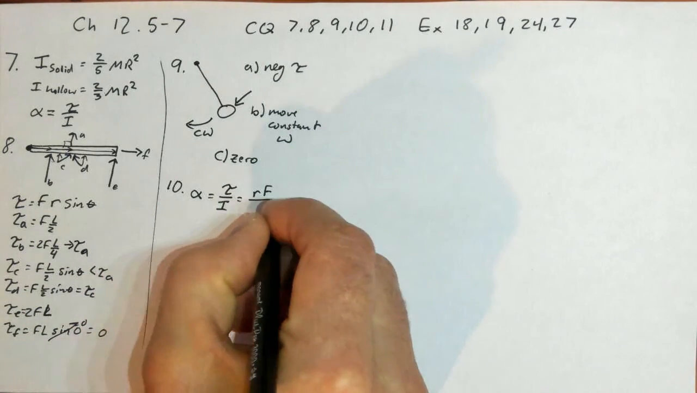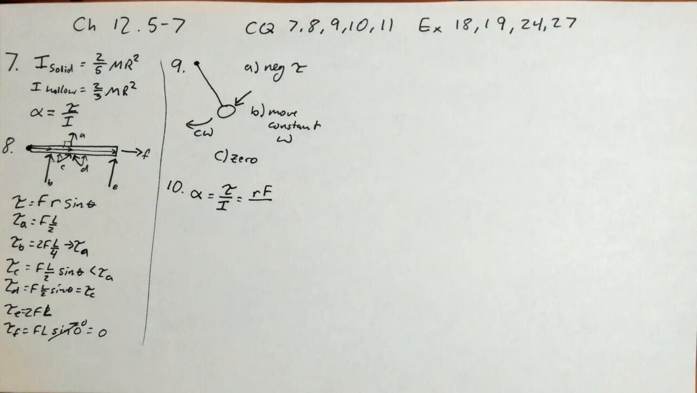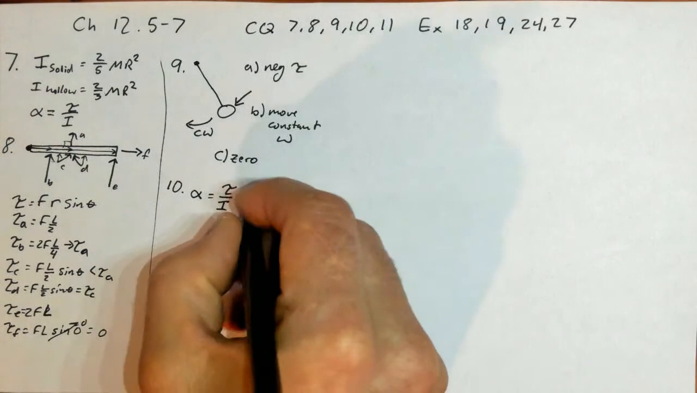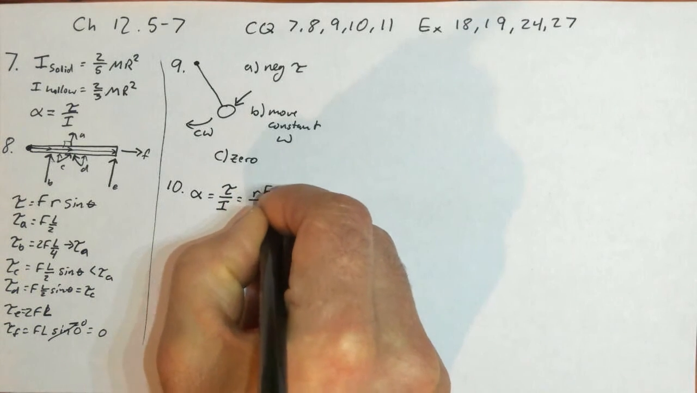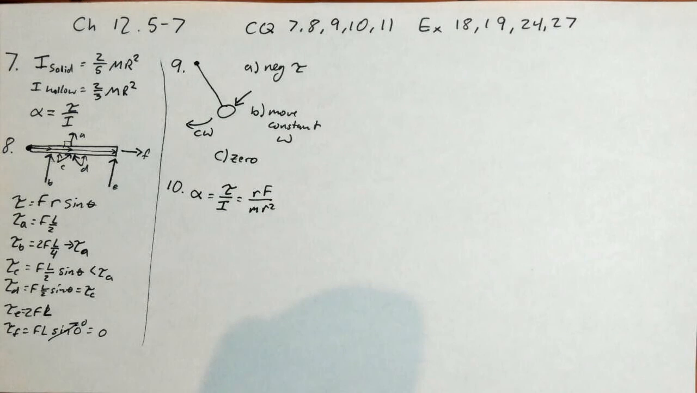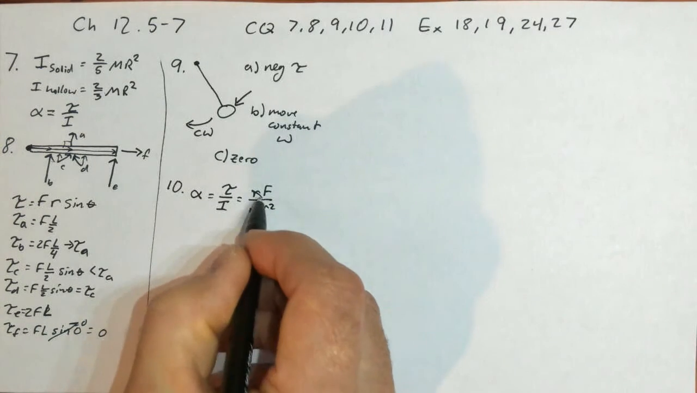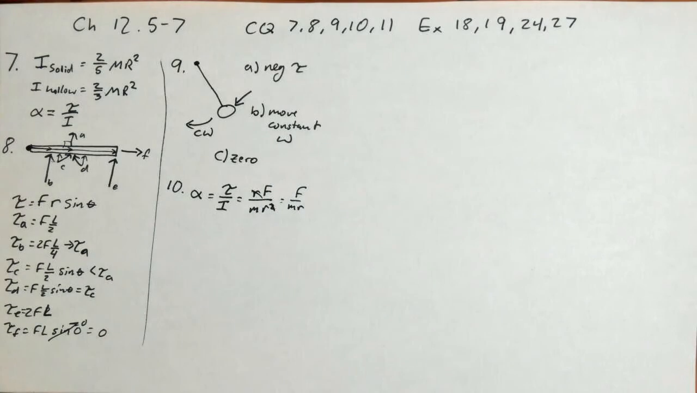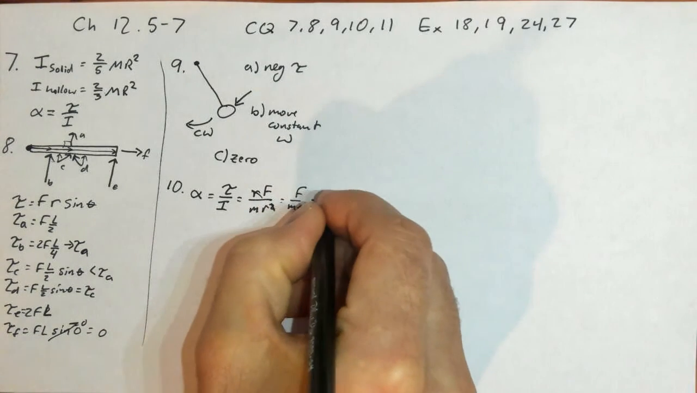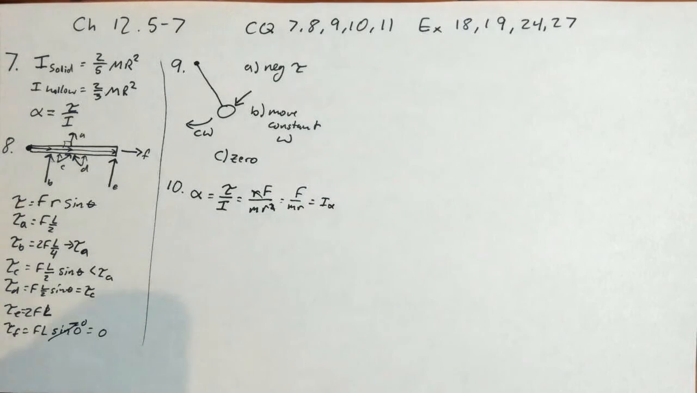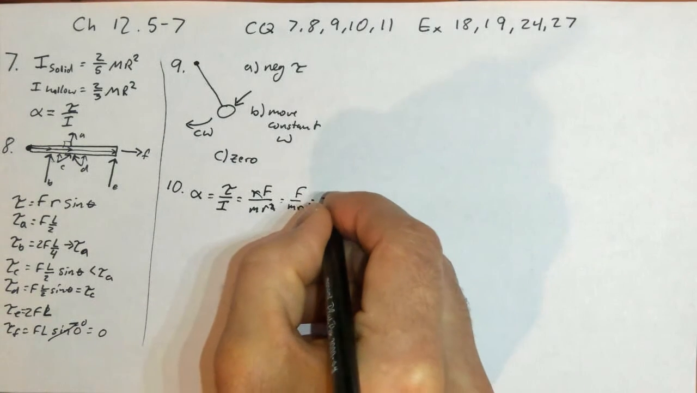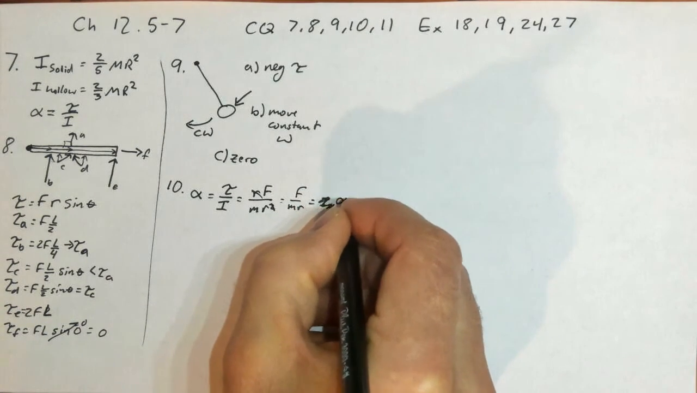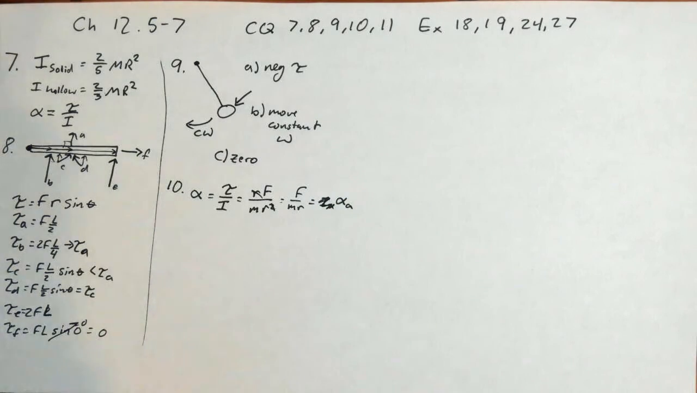But what is I for a particle, a distance R from a pivot point? That's just mr squared. So cancel out one of those R's, and we have F over mr. So that would be alpha. Or, sorry, I apologize, alpha A. That would be, because we'll use that as a reference.